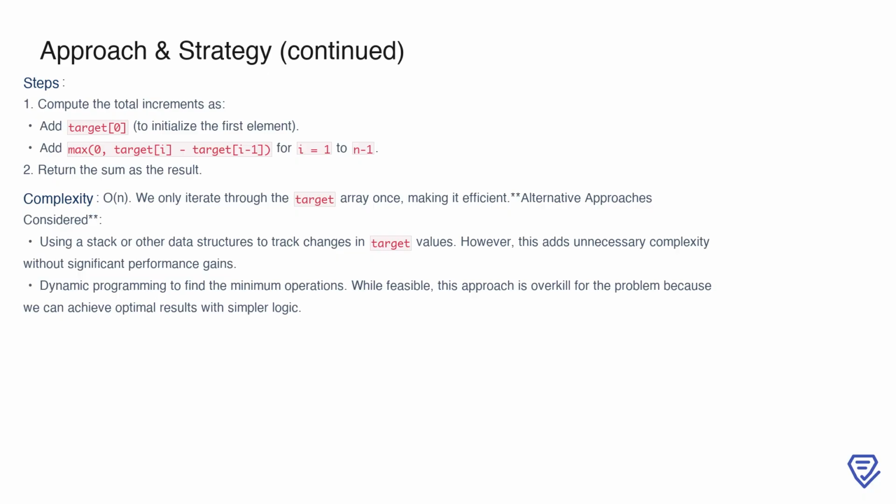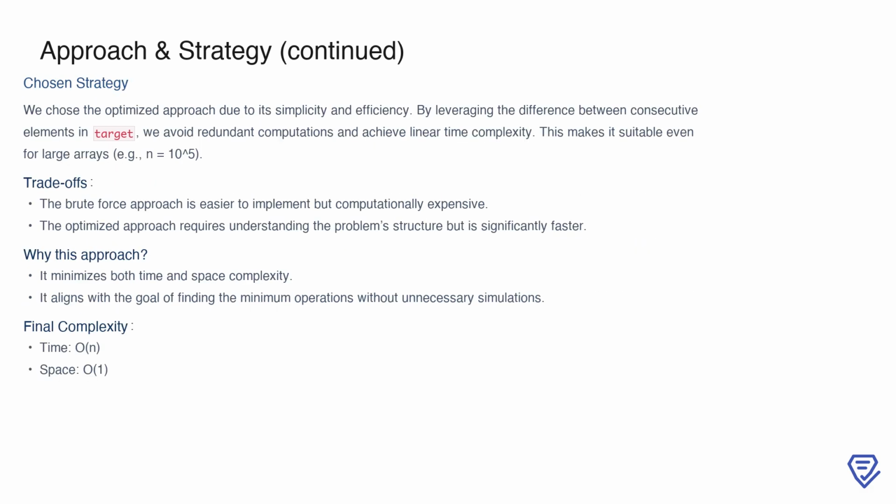While we explored alternative methods, such as using a stack or dynamic programming, these added unnecessary complexity without providing meaningful performance improvements. By sticking to this straightforward logic, we achieve optimal results while keeping the solution clean and efficient. Ultimately, we chose the optimized approach because of its simplicity and efficiency. By leveraging the differences between consecutive elements in the target array, we eliminate redundant computations and achieve a linear time complexity. This makes the solution scalable, even for very large arrays, such as those with up to 100,000 elements.